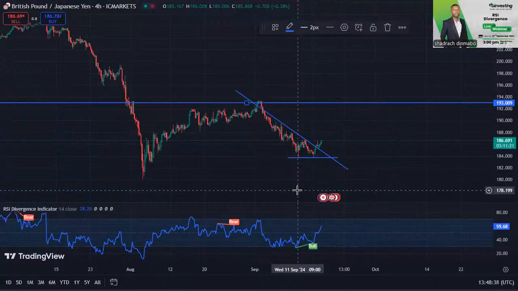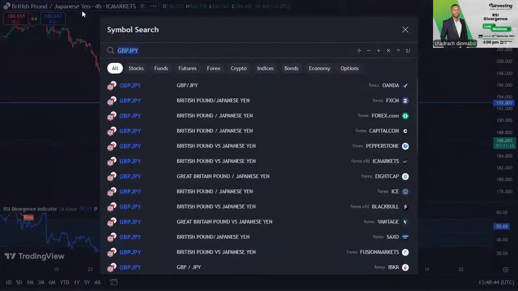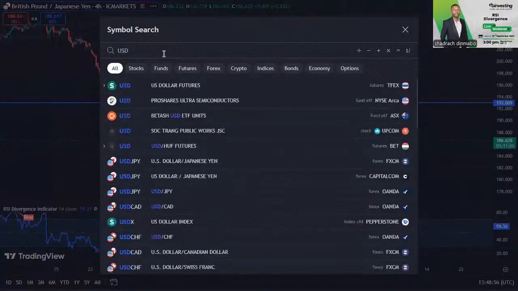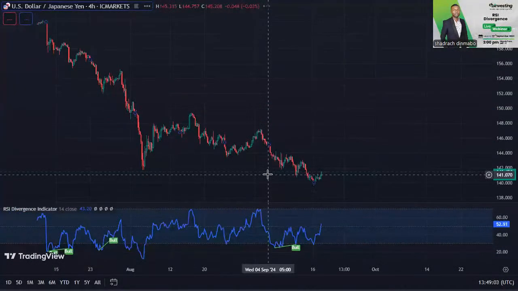for JPY. Let's see something more. I've looked at JPY, US CAD, or US JPY. Let's look at US JPY, USD JPY. Okay. And then let's see what's going on there.